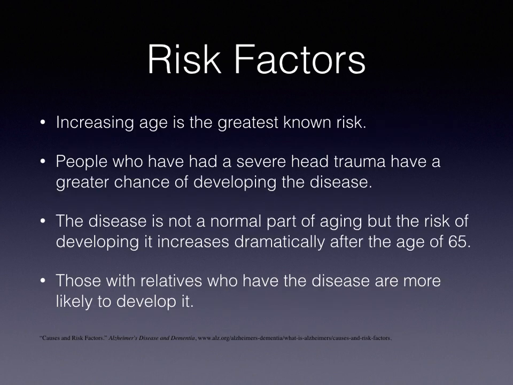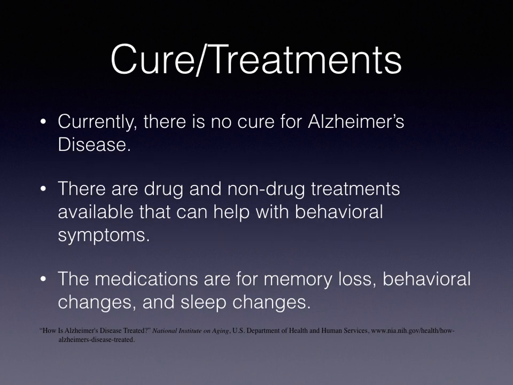Risk factors. An increase of age is the greatest known risk factor for Alzheimer's. People who have had a severe head trauma have a greater chance of developing the disease. The disease is not a normal part of aging, but the risk of developing it increases dramatically after the age of 65.